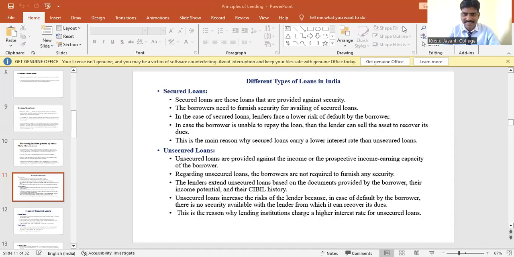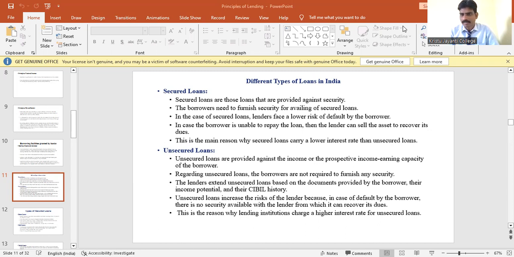Very good morning. Today, I would like to explain about the different types of loans in India. Usually, loans can be divided into two types: secured loans and unsecured loans. Secured loans are those loans that are provided against security.